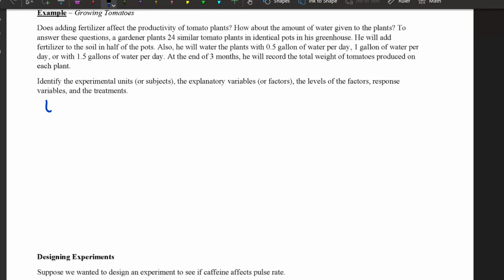So first, the experimental units. These are the things that we randomly assign the treatments to. We had 24 similar plants, and we are going to randomly assign the treatments to each of those plants. I'm assuming that's what we're going to do. 24 plants, so we'll just call them 24 individual tomato plants.